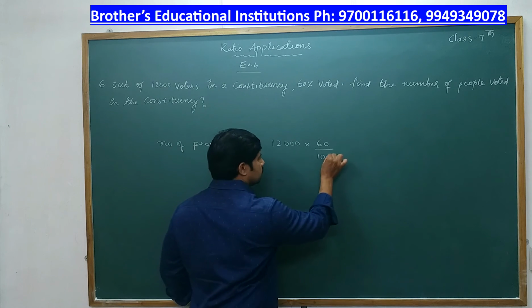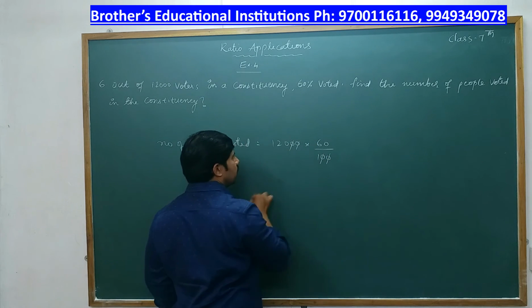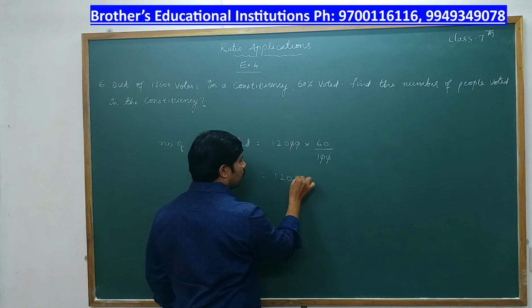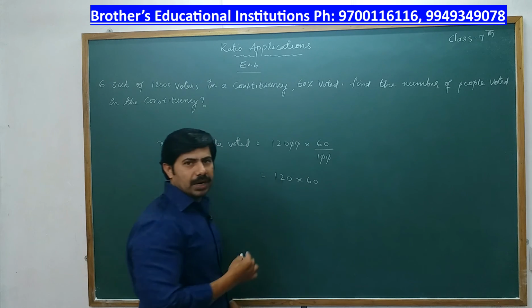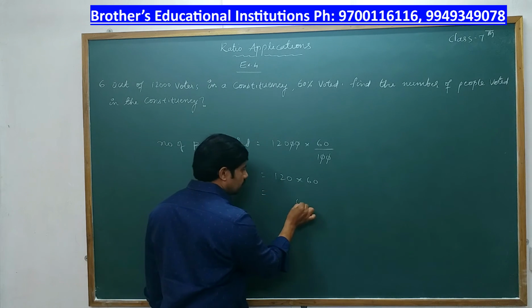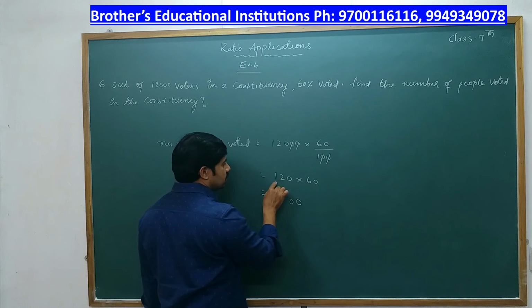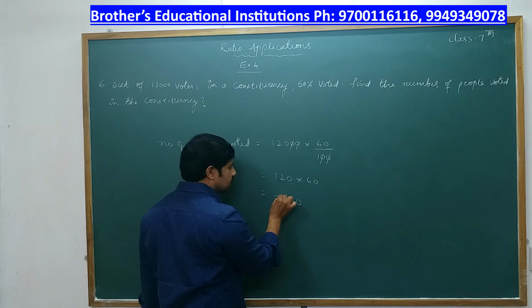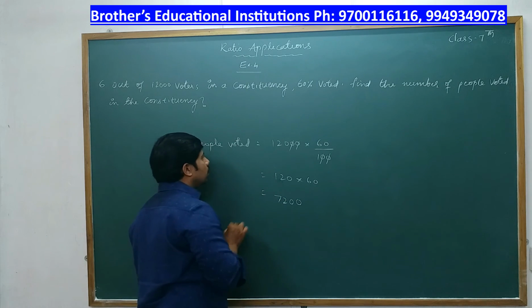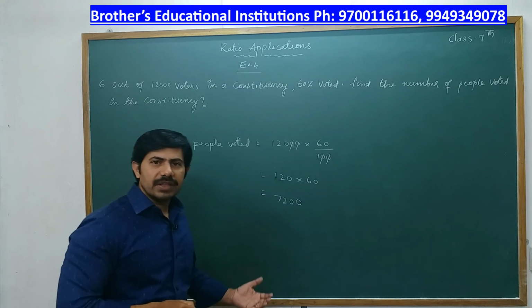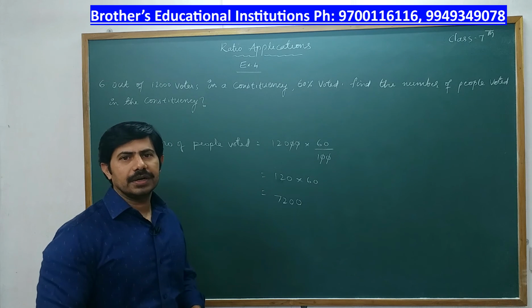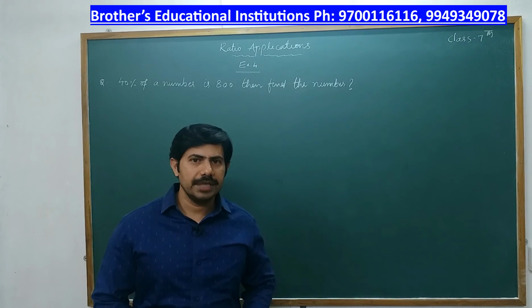So the zeros we can eliminate. So we have 120 into 60. We have to multiply these two. 60 zeros are 0, 6 2s are 12, so 12 carry. 6 1s are 6, 60 plus 12 is 72. So the number of people voted is 7,200. It is completed.